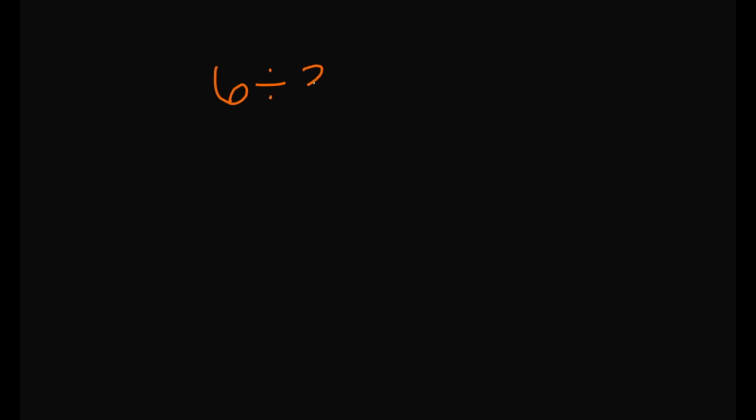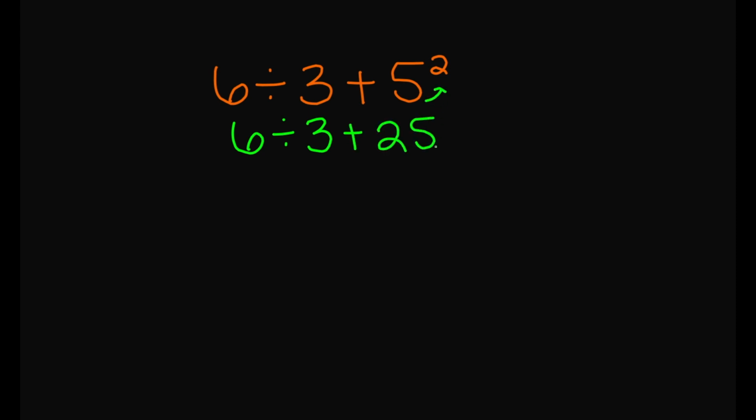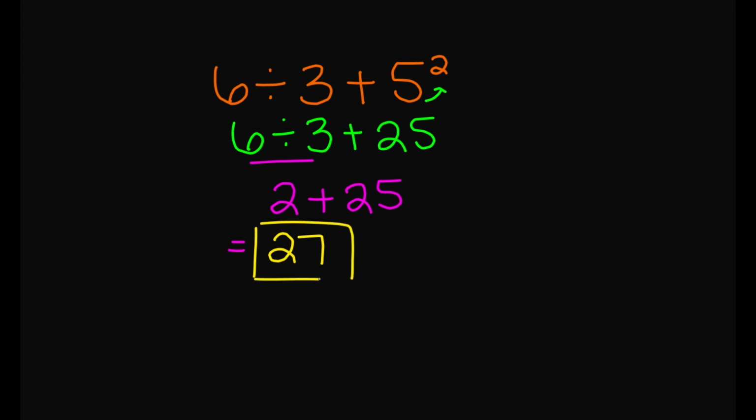6 divided by 3 plus 5 squared. First thing we're going to do is solve our exponent first. So 6 divided by 3 plus 25, because 5 squared is 25. We are going to divide before we add. So 6 divided by 3 equals 2. 2 plus 25 is next. And 2 plus 25 equals 27. So your final answer here is 27.